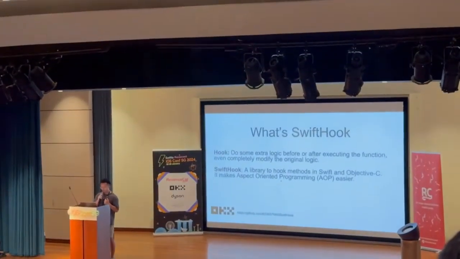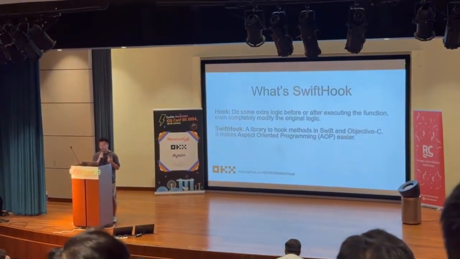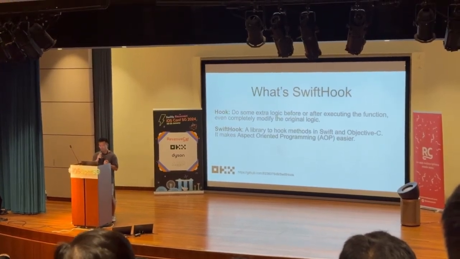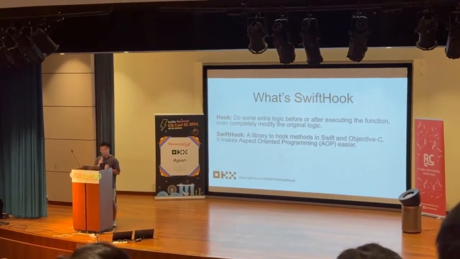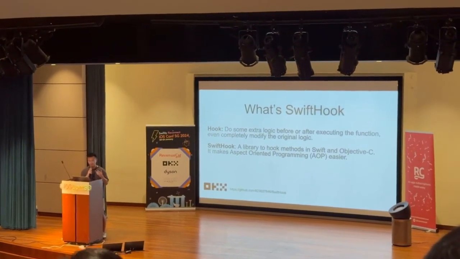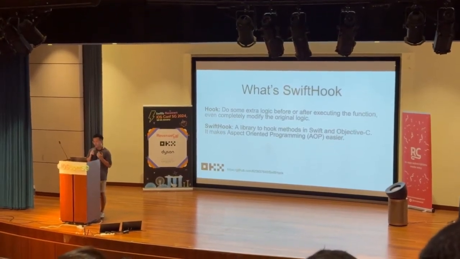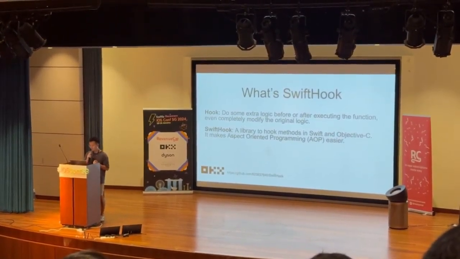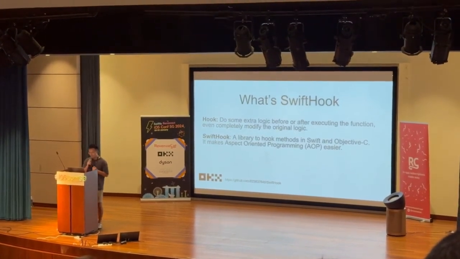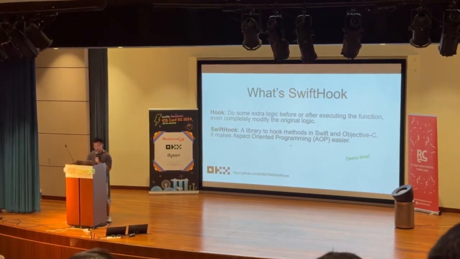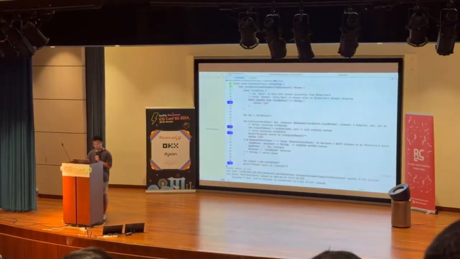Hooking means doing some extra logic before or after executing a function, or even completely modifying the original logic, without touching the source code of the function. SwiftHook is a library to help hook methods in Swift and Objective-C. It makes aspect-oriented programming easier. Here, I will show you a demo.